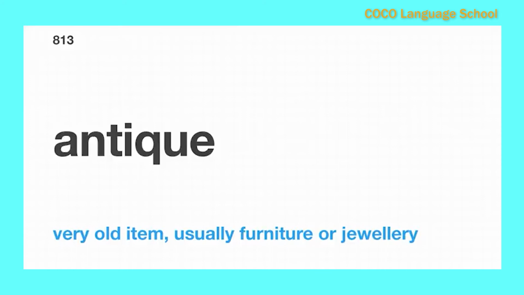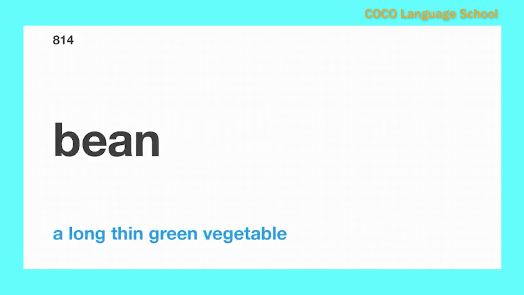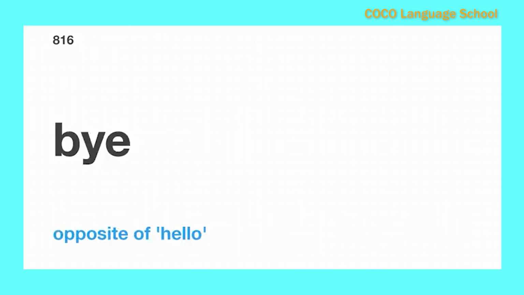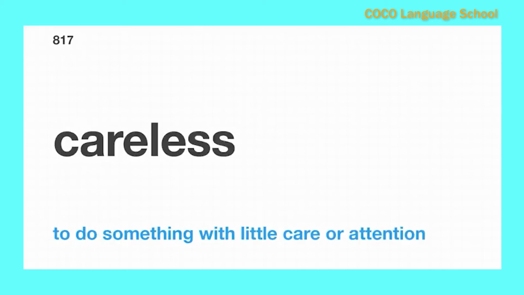Very old item, usually furniture or jewelry. Antique. A long thin green vegetable. Bean. Look or leaf through casually, like looking through a book without really reading it. Browse. Opposite of sell. Buy. To do something with little care or attention. Careless.